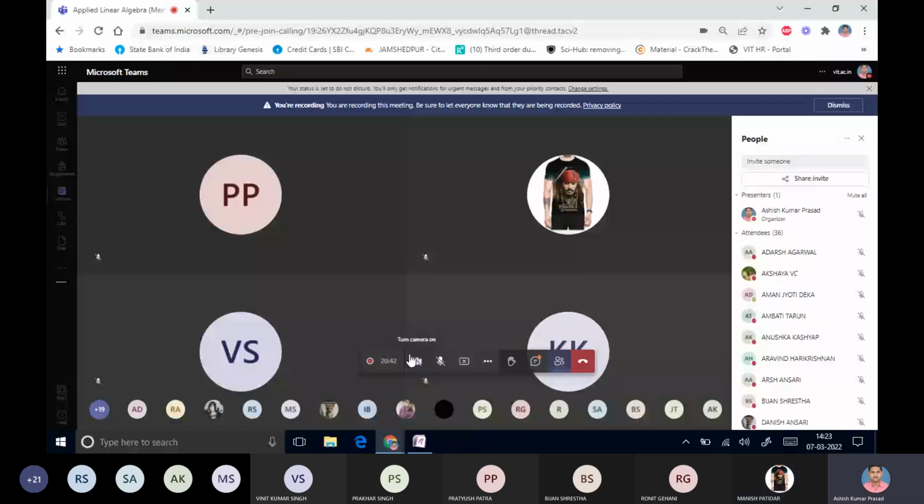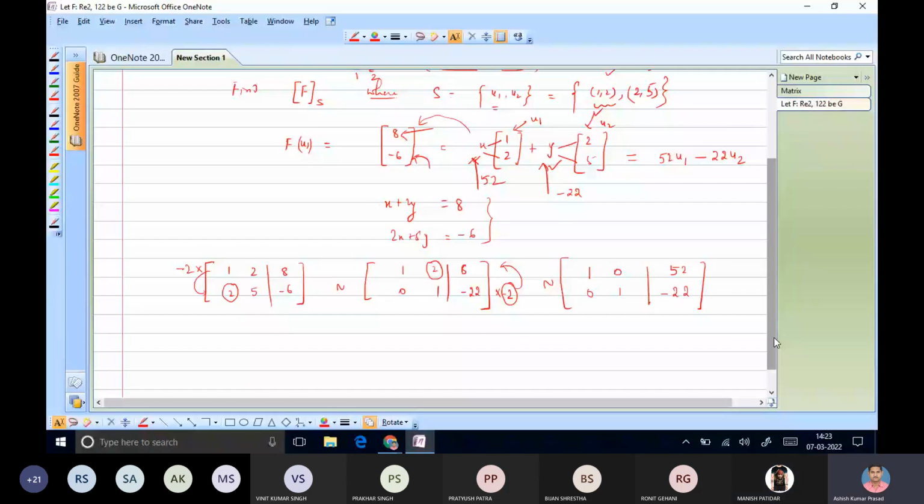See, next step, same type of operations we will perform with U2. So what I have to do is find the F image of U2, and write that as a linear combination of U1 and U2. So U2 is what? You can see U2 is (2, 5). So what I will substitute? I will substitute here 2 and 5.